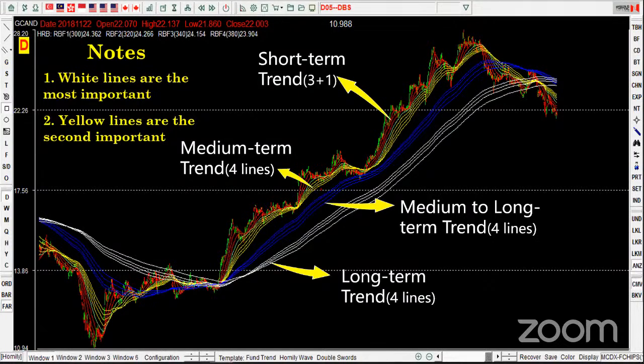It's longer than yellow, shorter than white. You can see it's medium term to long term. Okay, and then we have 3 red and 1 green. Altogether the 4 represent the short-term trend.